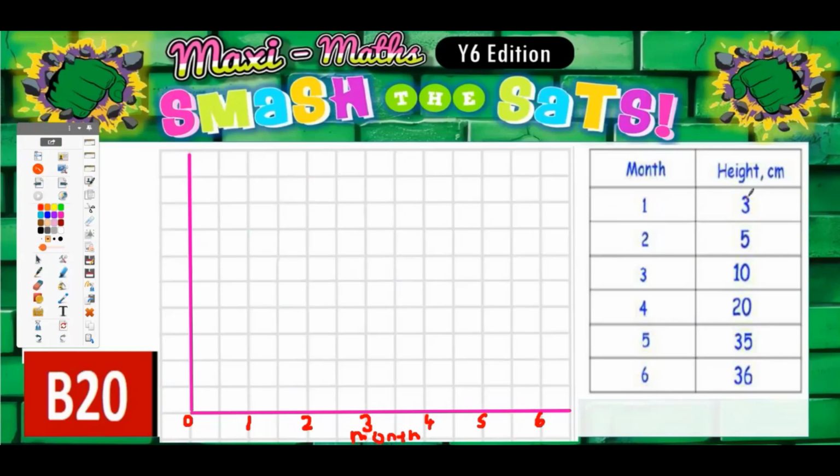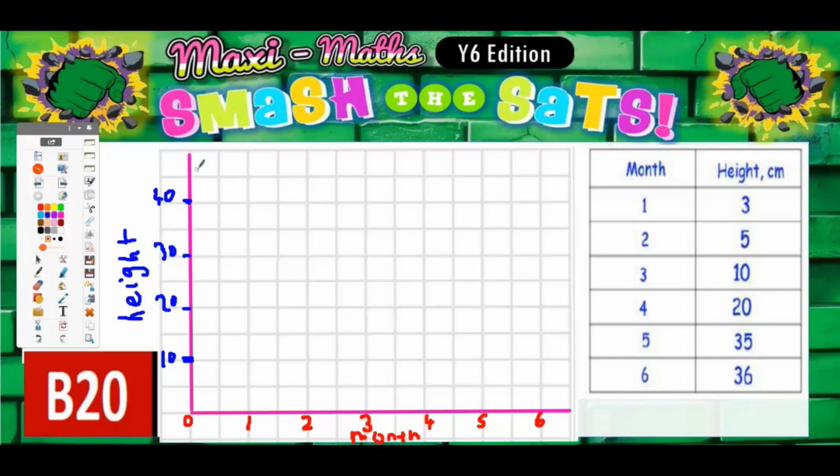Then we need to get some numbers up the side for the height. So if we just call this one height, now we've got to go up to 36. So what we could do is go up every 2 squares is 10. So 10, 20, 30, 40.